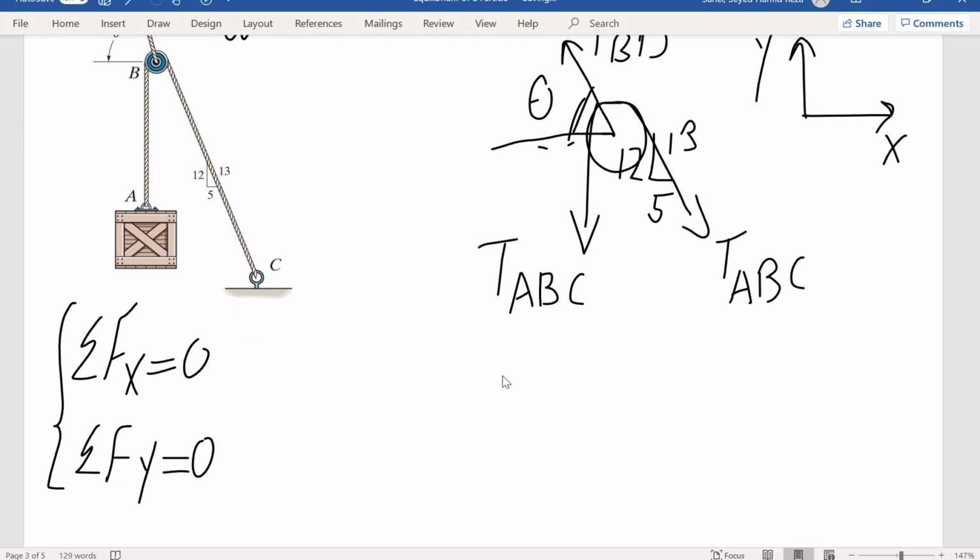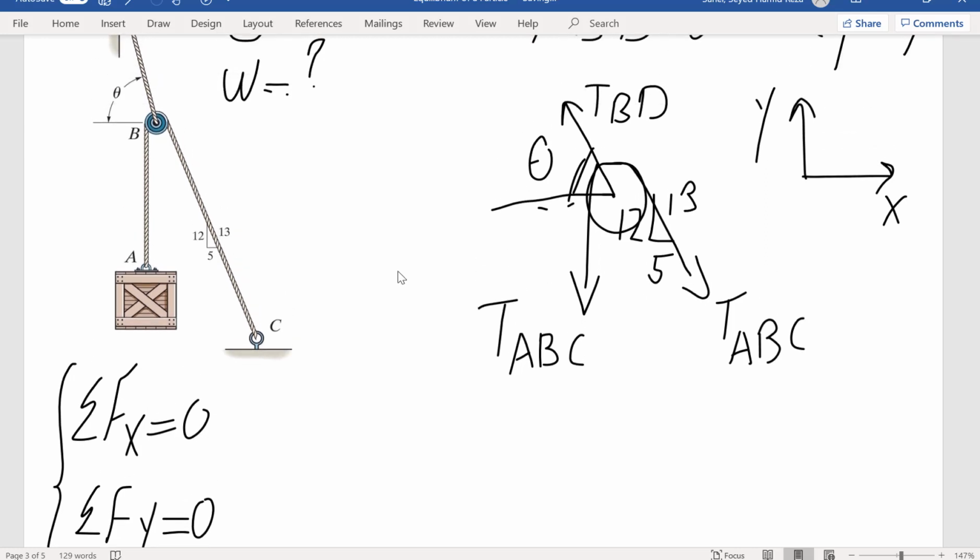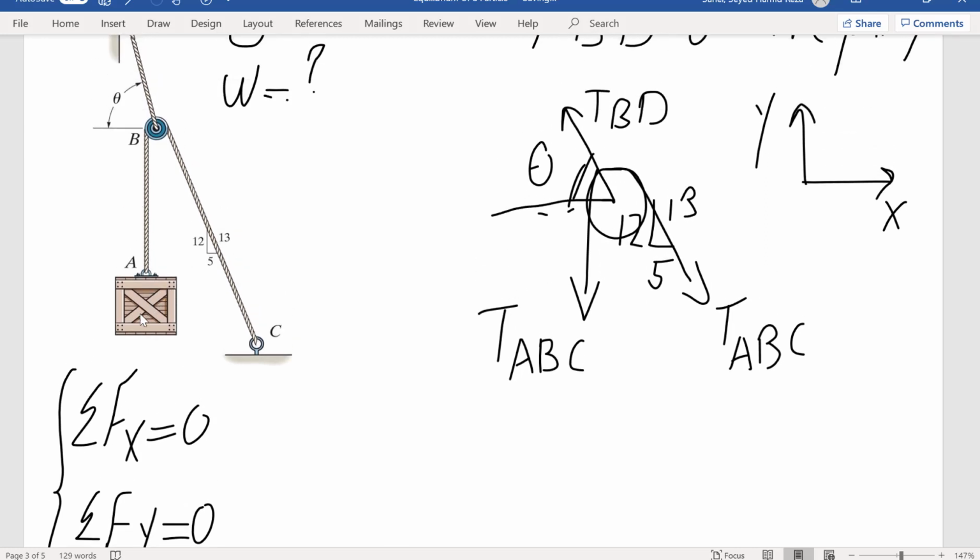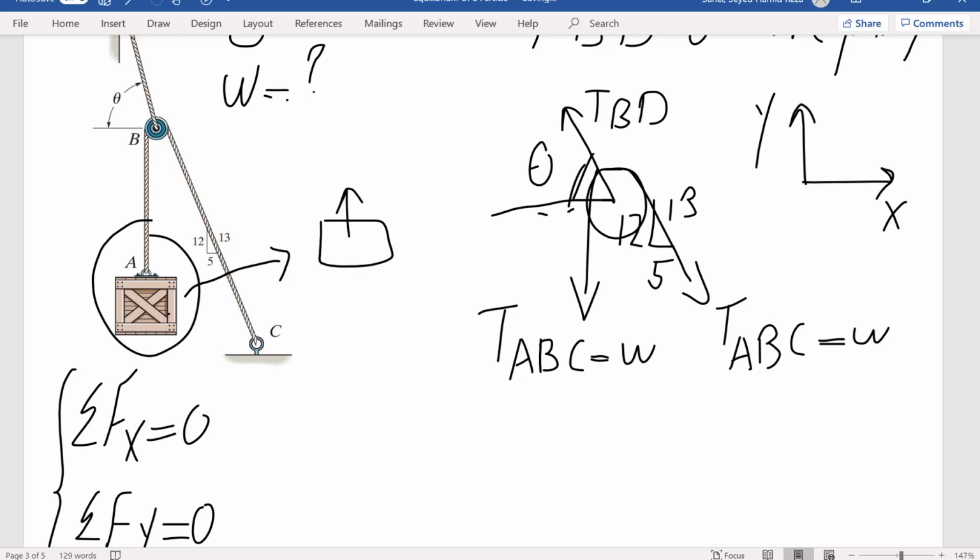But looking at the problem, we know that TABC, the tension in this rope, would be equal to the weight of this crate. So these two are going to be W. We could draw a separate free body diagram here, bring it here, and then we have a tension here, and then we have W. That would be TABC. But I directly wrote TABC equals W.